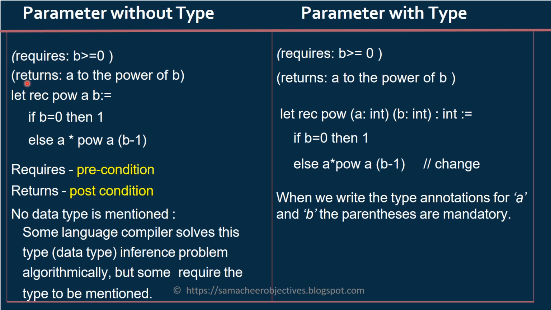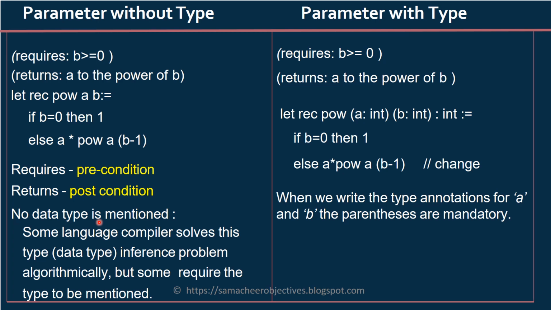And returns. What is the output? The output will be a to the power of b. Then the statement is given. If b equals 0, then it will return 1. Otherwise, it will execute a to the power of (a, b minus 1). Here, requires is considered the precondition, and the postcondition is given with the word returns.